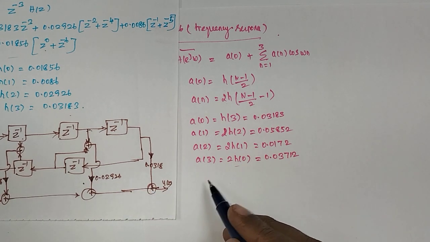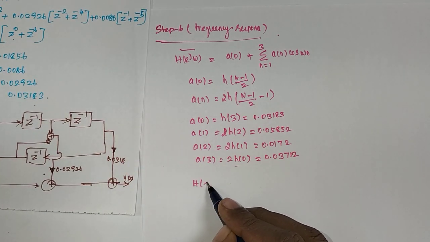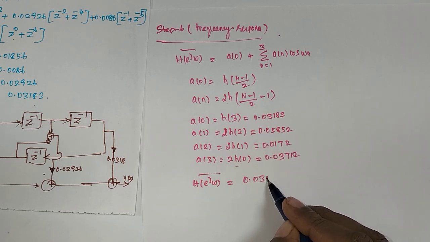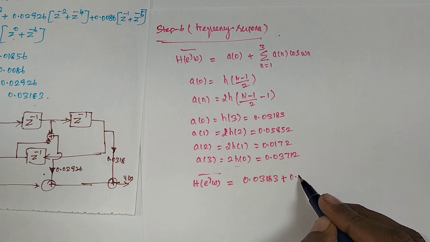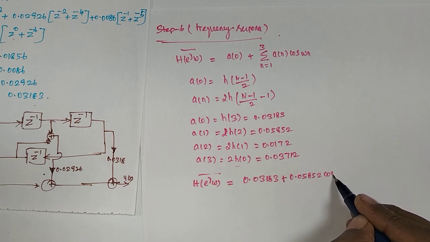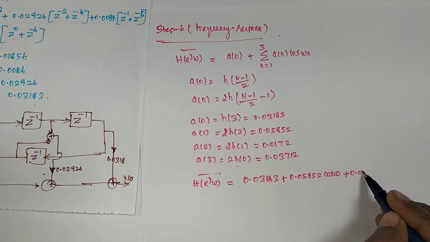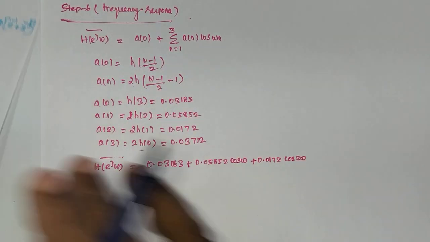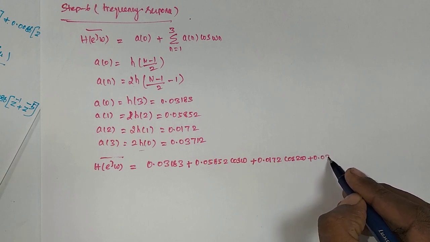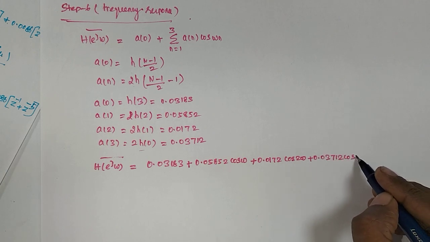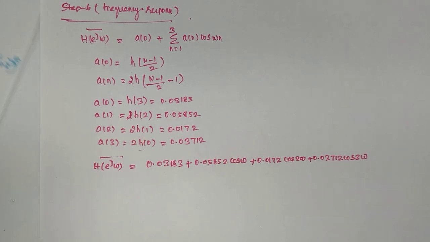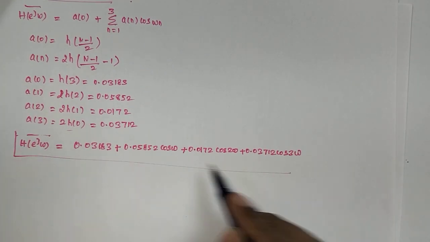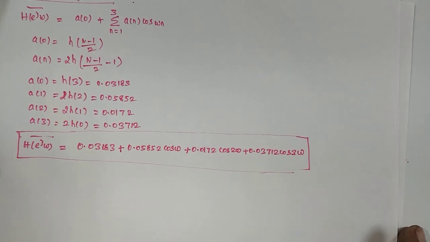0.03712. Next, you have to write the frequency response. H of e power j omega is equal to a of 0, which is 0.03183 plus 0.05852 into cos omega plus 0.0172 into cos 2 omega plus 0.03712 into cos 3 omega. So this is the frequency response of the FIR bandpass filter.